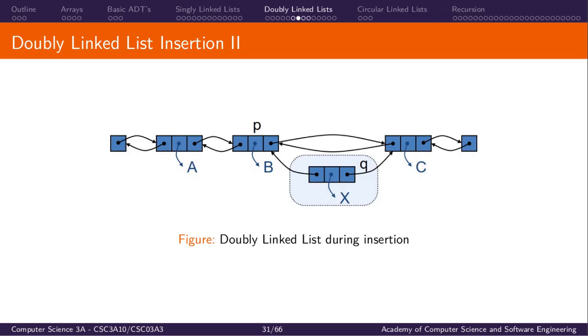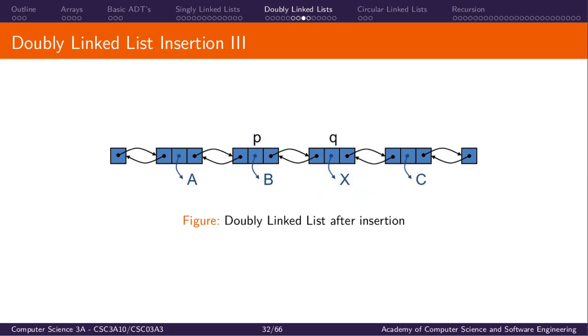Then we update the node that came after P, because we still have reference to it within P. We update its previous to now point to the new node Q. And finally, we update P's next to refer to that new node Q. That then gives us the new list with Q within that, with all our references now correct.